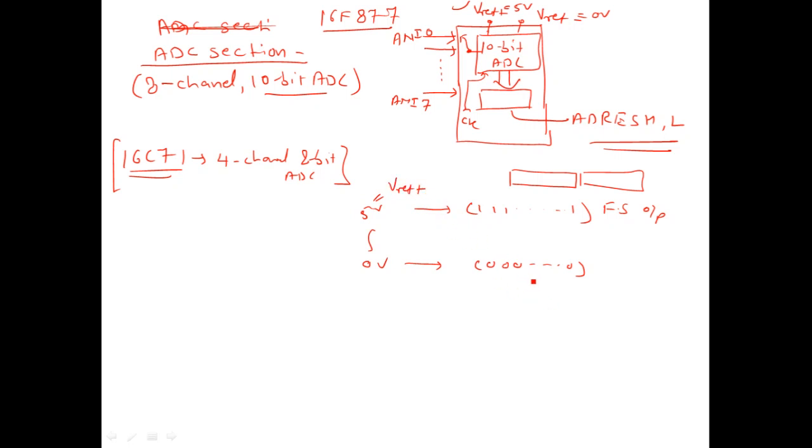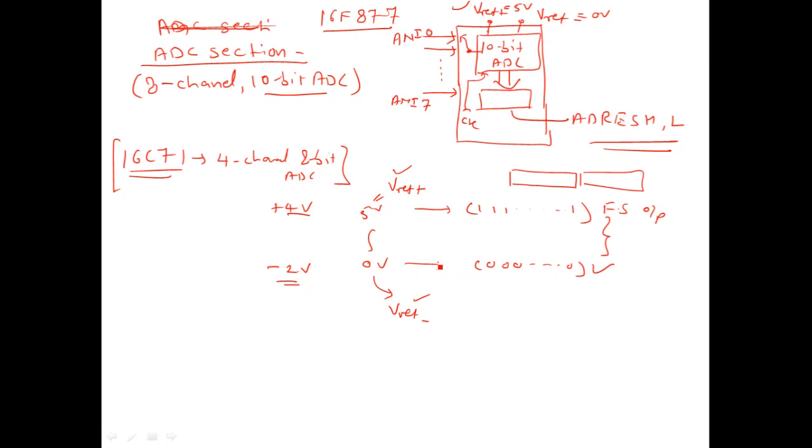And the minimum scale output will be provided for 0 volts, which is actually V reference minus. It is possible that you make this one, say, minus 2 volts, and you make this one, say, plus 4 volts. So in that case what will happen? When the input voltage is minus 2 volts, the output will be 0, 0, 0, 0, 0. And when the input voltage is plus 4 volts, the output will be 1, 1, 1, 1, full scale output. So the dynamic input range of the ADC can be decided by using appropriate values of V reference plus and V reference minus.